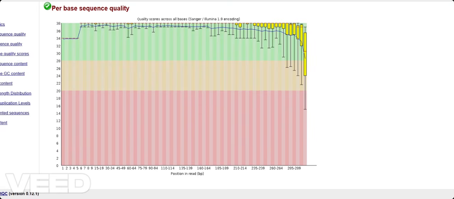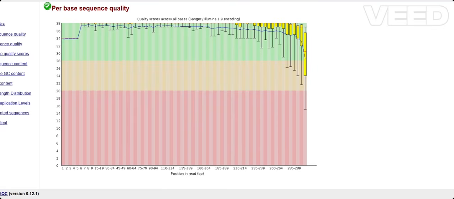On the y-axis, we have the Phred quality score. We learned about Phred quality score in the previous episode. Remember, a higher Phred score means higher confidence in the base call. The background is divided into three regions. The green region represents good quality, the yellow region represents moderate quality, and the last, red region represents poor quality. Now look at our graph.